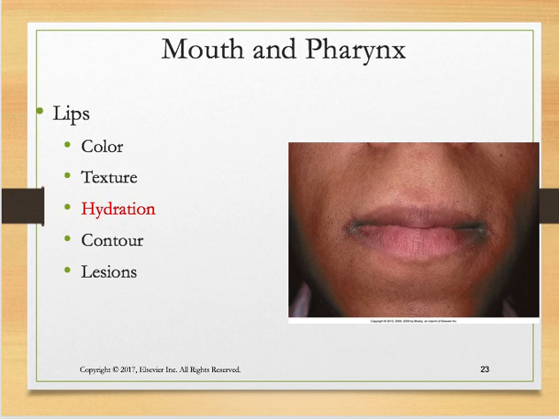Hydration, are they dry, right? Do you see any lesions? Is their mouth and tongue dry or white? Sometimes on a baby, white can actually be a fungal, like a yeast infection from breastfeeding.